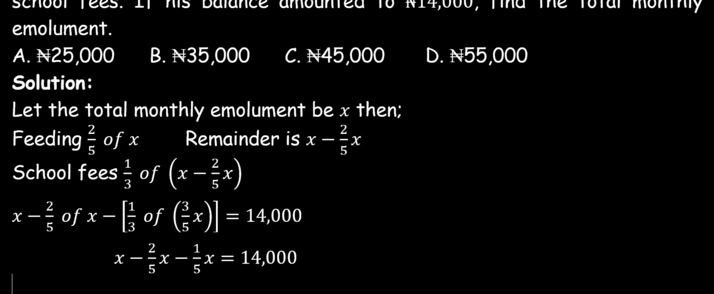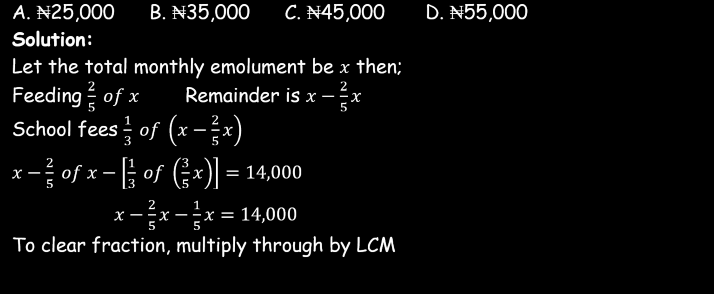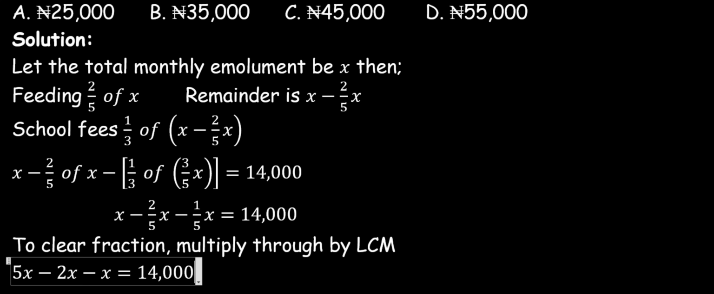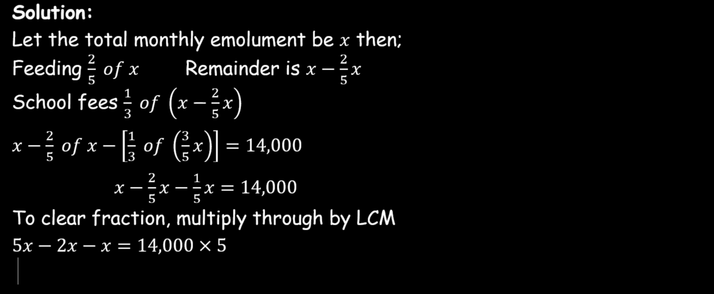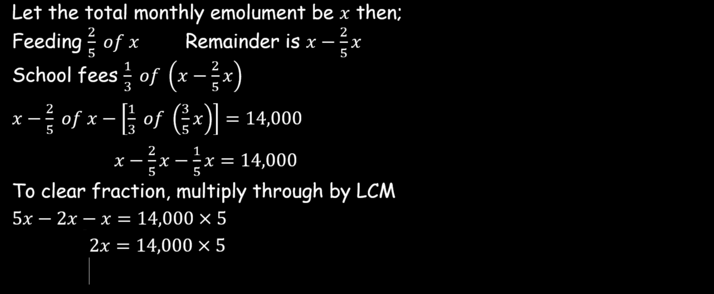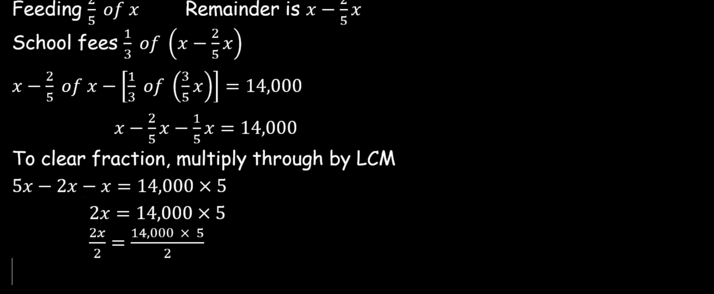To clear fractions, multiply through by the LCM, and the LCM here is 5. So we now have 5x minus 2x minus x equals 14,000 times 5. And that will give us 2x equals 14,000 times 5. Next, to make x the subject of the formula, the result will be 2x over 2 equals 14,000 times 5 over 2. x would be equal to 35,000.